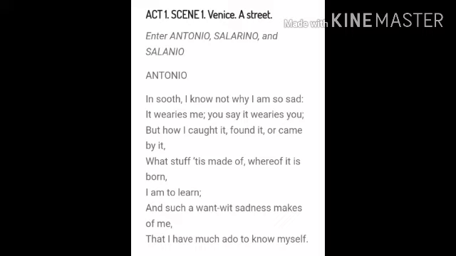Want-wit means a person who is in need of wit or intelligence. That is, I am made such an absent-minded person because of the sadness that I have much ado to know myself. As a result, I fail to know who I am. I have much ado to know myself means I have much trouble. Ado means trouble. I have much trouble in knowing myself.